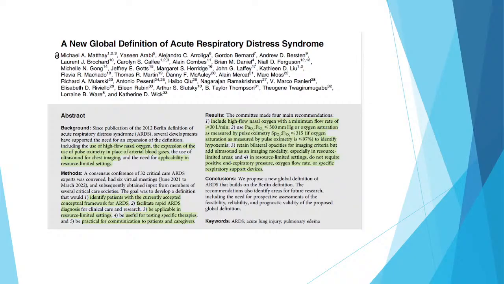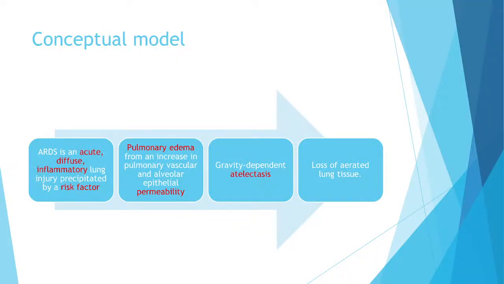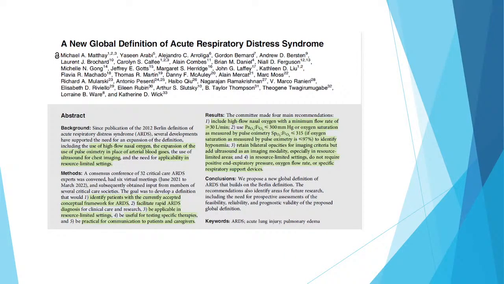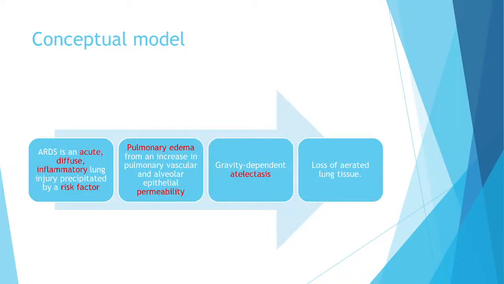So this is the paper, you don't have to read it, just so that you know this is the paper. The new global definition of acute respiratory distress syndrome came in 2024. So let us see what is their conceptual model. It is the same conceptual model as the Berlin definition. They haven't done much change to the conceptual model, that is how the pathophysiology, how the ARDS develops and all.